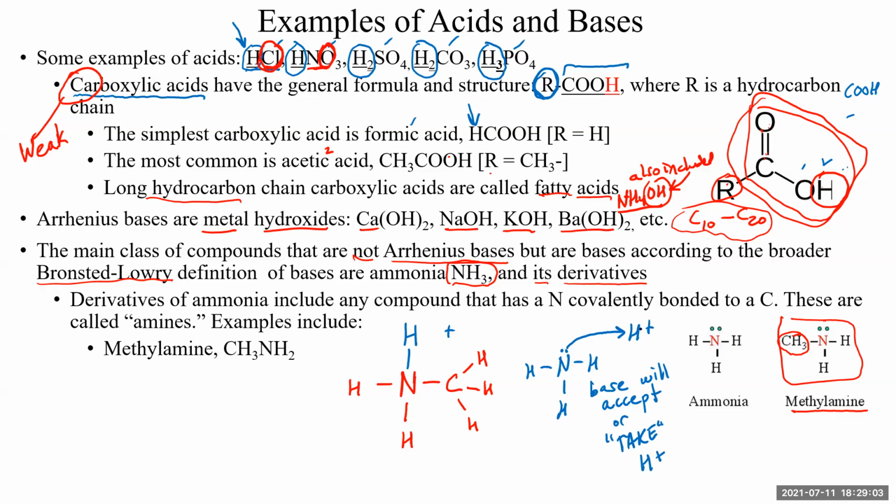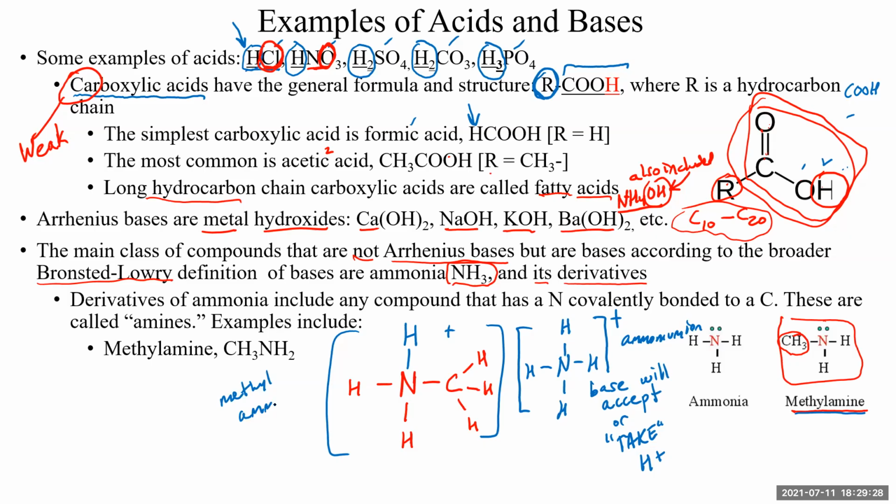So ammonia will grab a proton, and once it does, it'll no longer be ammonia plus hydrogen ion, but it'll be one molecule, one polyatomic ion that we call ammonium ion. And methylamine would become methyl ammonium ion, because there's a methyl group here. Don't worry too much about the naming of methyl. That's organic chemistry. I'm just showing you this to show you how weak bases actually work.